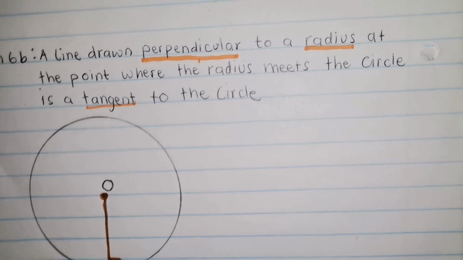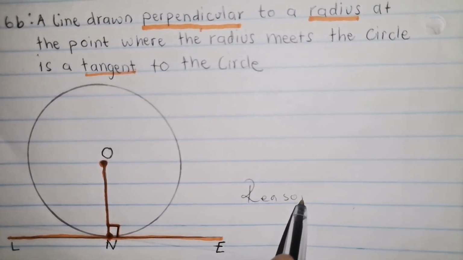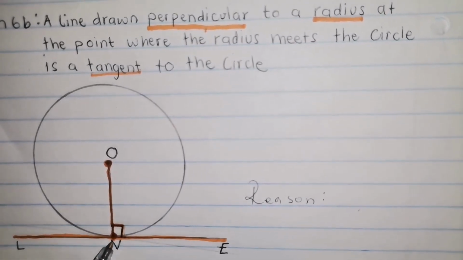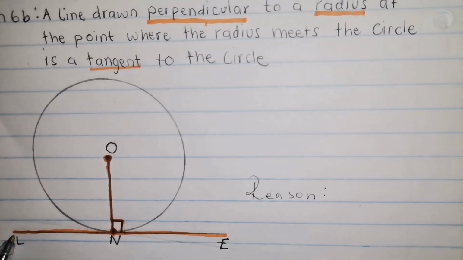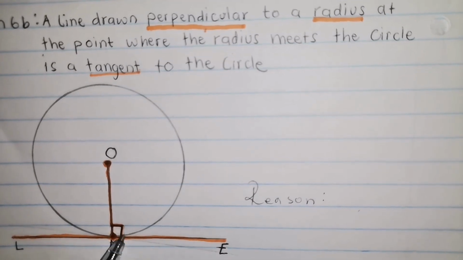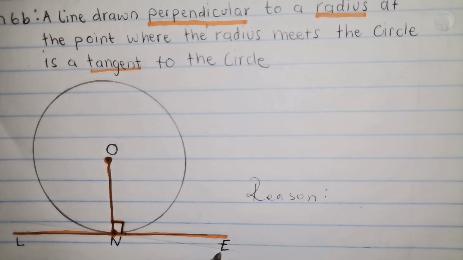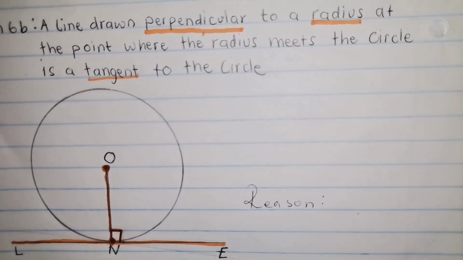So now, the reason you can use for this theorem, if and only if you are given a 90-degree angle and you have a radius and a line, is: therefore LNE is a tangent. If they ask you to prove that LNE is a tangent, you need to prove that angle N is equal to 90 degrees.